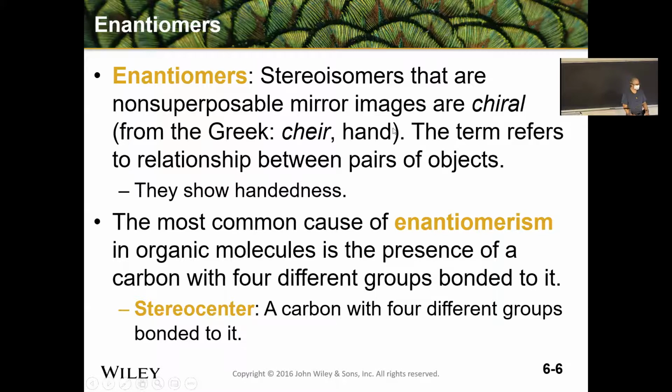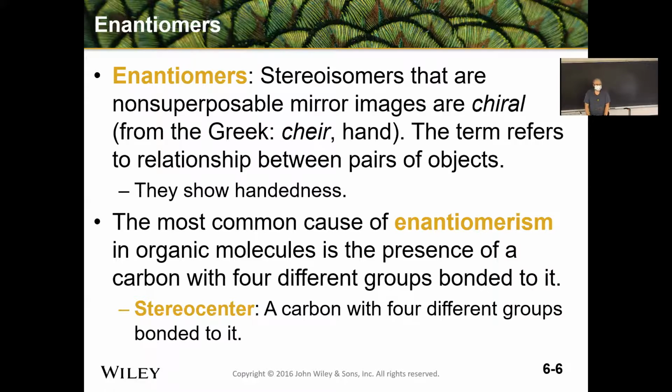Enantiomers are stereoisomers that are non-superimposable mirror images. They're chiral, which means they have this property of handedness. And this term refers to the relationship between pairs of objects. The most common cause of enantiomerism in organic molecules is the presence of a carbon with 4 different groups bonded to it. That carbon with 4 different groups is called a stereocenter. It's also called a chiral center. I'll use the terms interchangeably, stereocenter and chiral center. So look for 4 different groups bonded to a carbon atom.